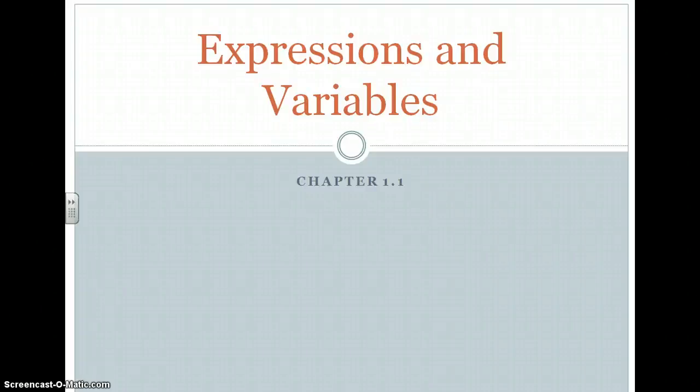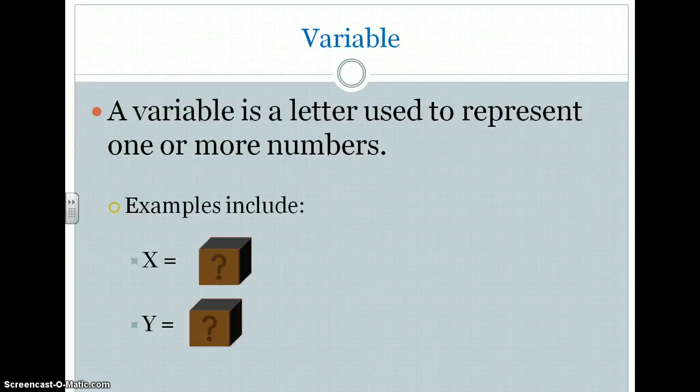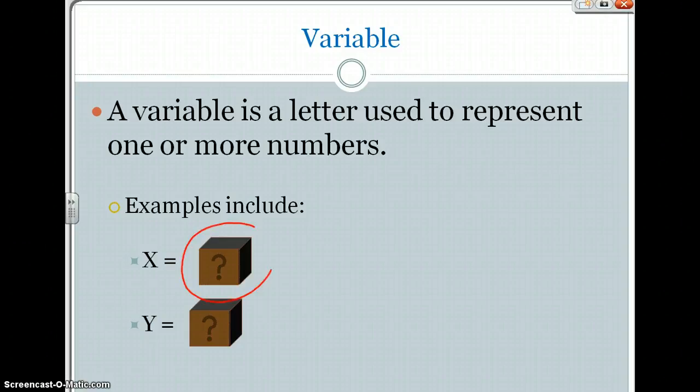Okay, today we talked about expressions and variables. A variable is a letter used to represent one or more numbers. It can also be a symbol. Examples include X, Y, Z, A, B. All the letters of the alphabet can be used. Sometimes you might use a symbol. For instance, I like using a box with a question mark because it is essentially representing an unknown value.